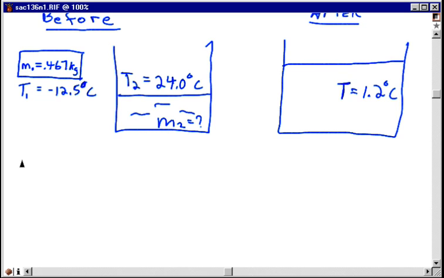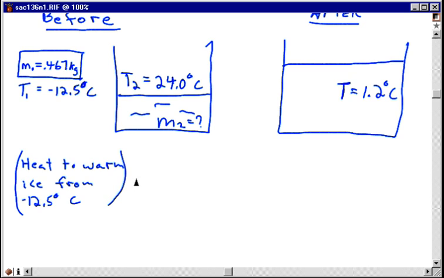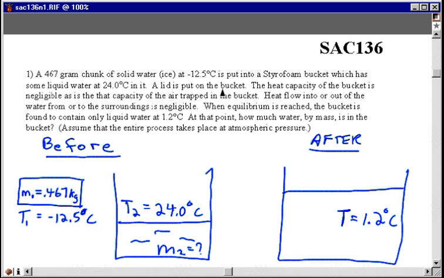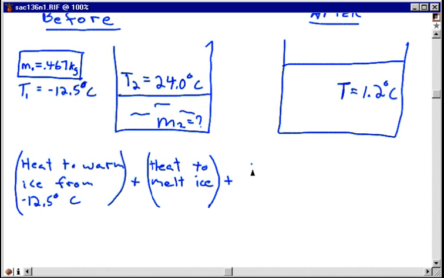So I'll say there's the heat to warm the ice from minus 12.5 degrees Celsius, plus heat to melt ice, this is all heat into the sample, plus the heat into the sample to raise the temperature up to 1.2 degrees.